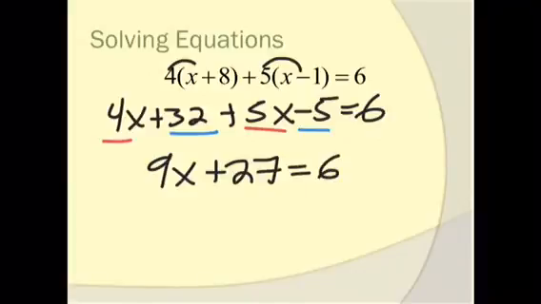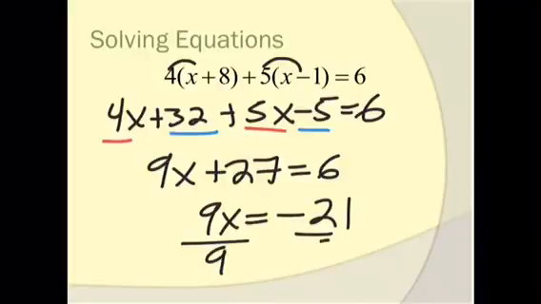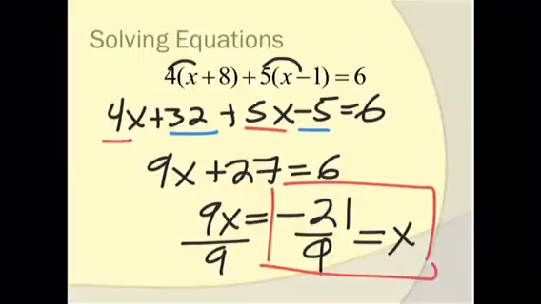I'm going to go ahead and subtract 27 on both sides now, giving me 9x is equal to negative 21. And finally divide both sides by 9, giving me my answer. So x is going to equal negative 21 over 9. Now the directions here said just to solve, so we did. You could simplify this if you wanted to. Both could be divided by 3. And if we divide by 3, then we get negative 7 over 3, which is another solution.